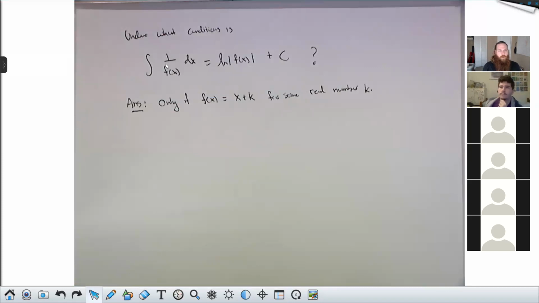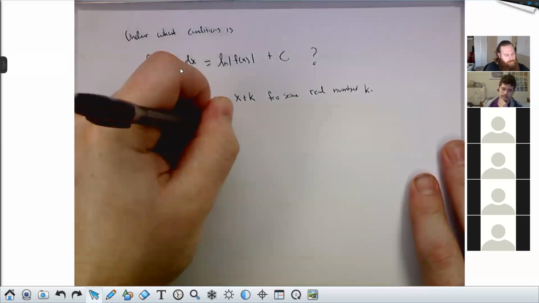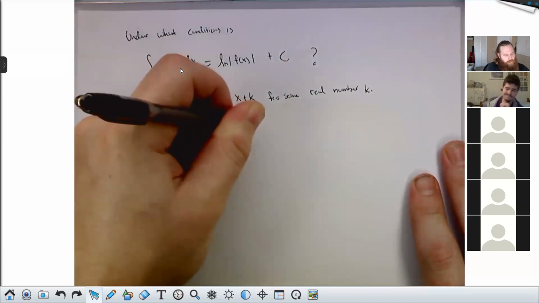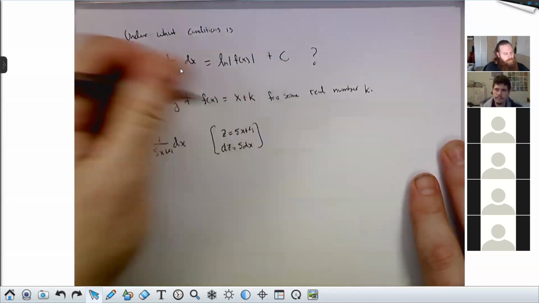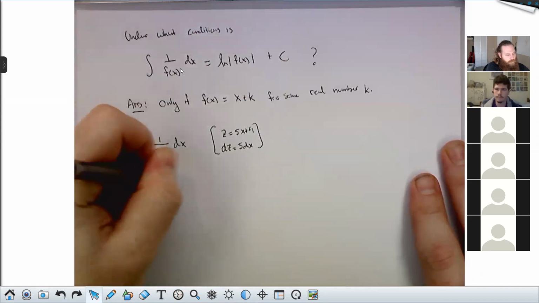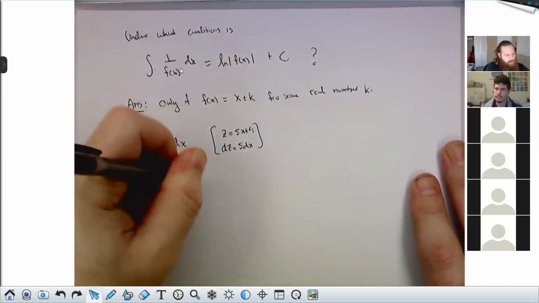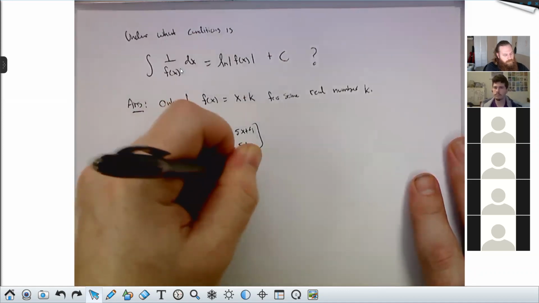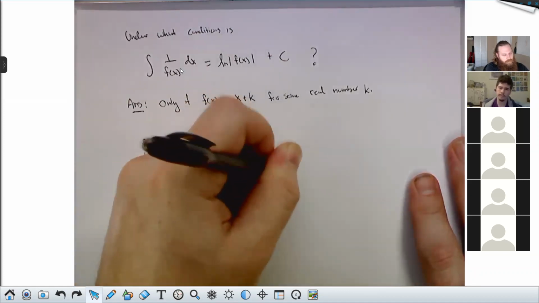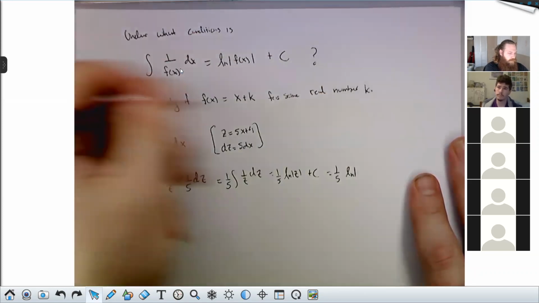So if you had 1 over 5x plus 4 that you wanted to integrate, you make the substitution z equals 5x plus 4, dz is 5 dx. So this becomes the integral of 1 over z times, well, what is dx? dx is 1/5 dz. So you get 1/5 integral 1 over z dz, which is 1/5 log z, which is 1/5 ln of 5x plus 4.